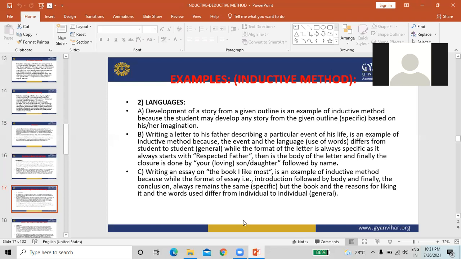Another example of language of inductive method: writing an essay on the book I like most is an example of inductive method, because while the format of the essay, introduction followed by the body and finally the conclusion, always remains the same, the book and the reason for liking it and the words used differ from individual to individual.